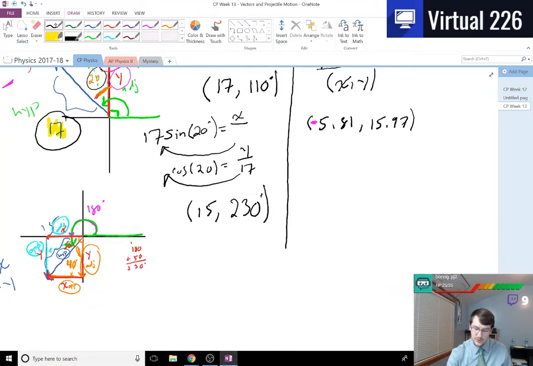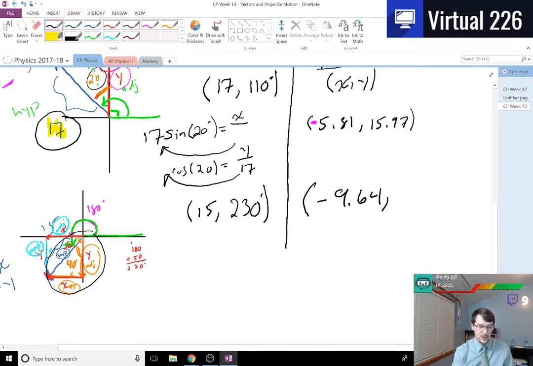Just real quick, what you would get there if you actually wanted to do those. I'll do this for the 40 right here. With my x being the opposite, I would have 15 sine of 40. My x is negative 9.64. For my y, I'd do 15 cosine of 40. I'd get negative 11.49. And that's rectangular.